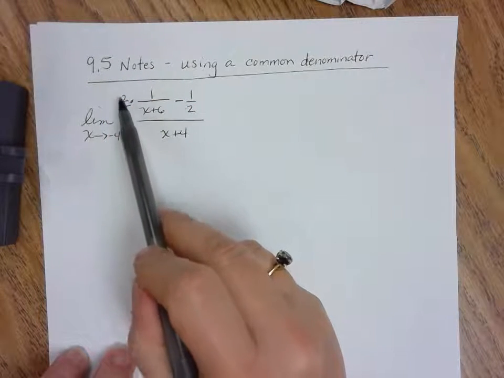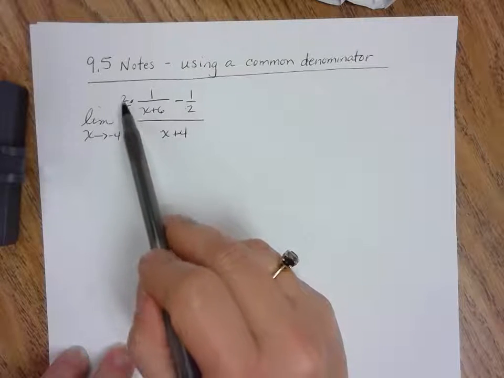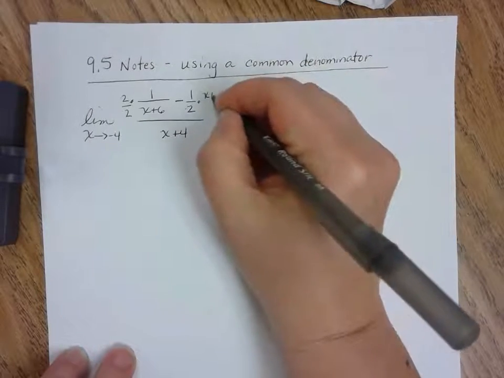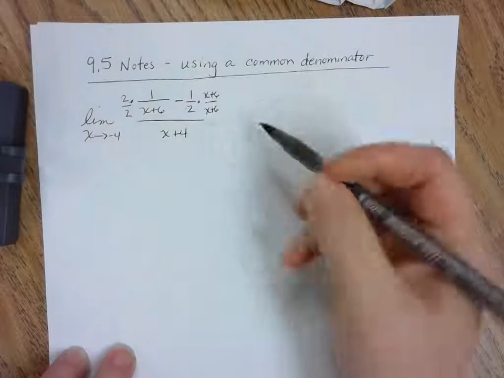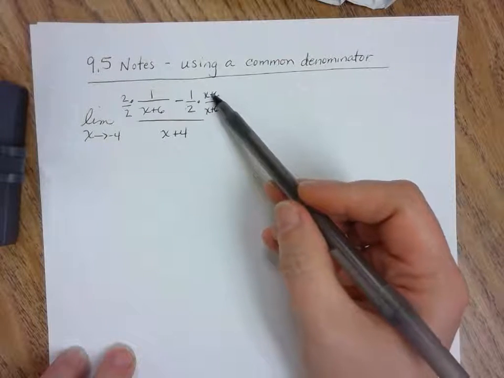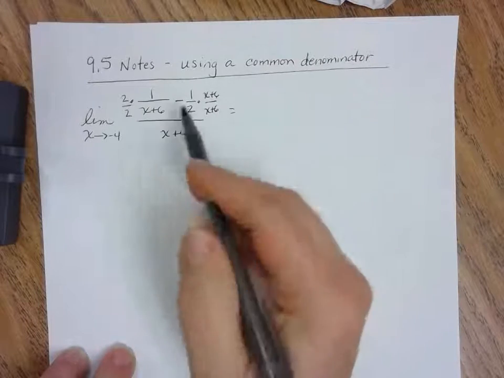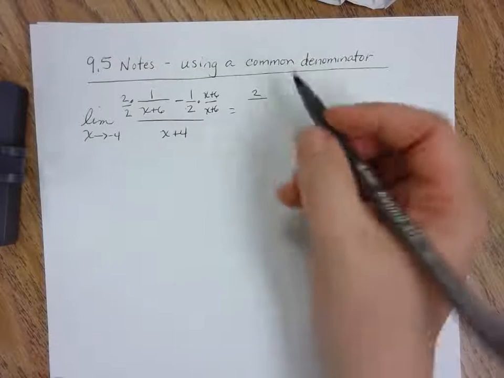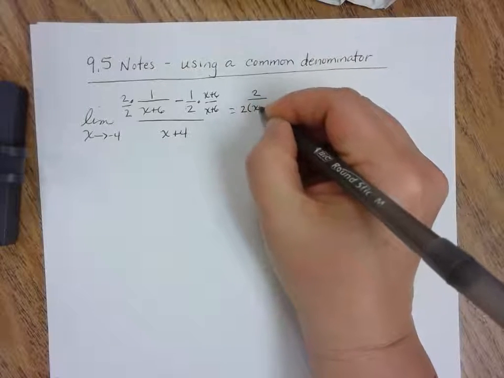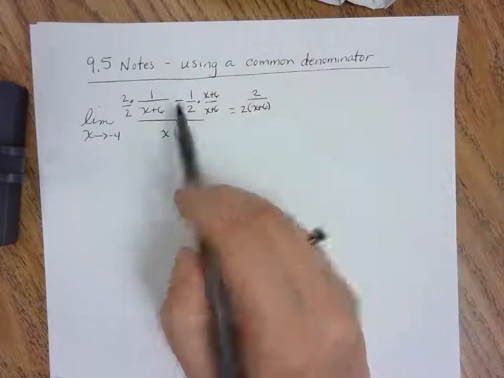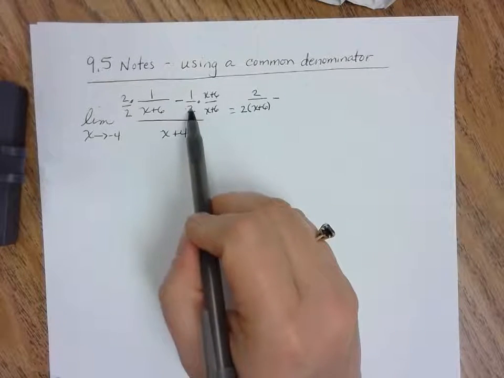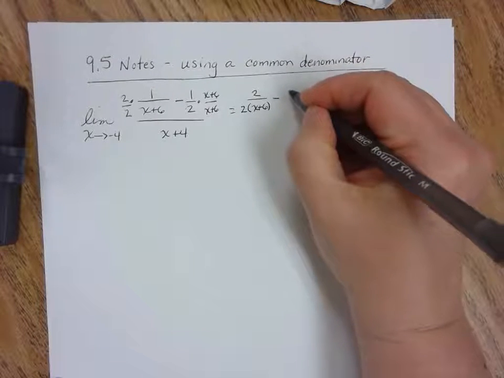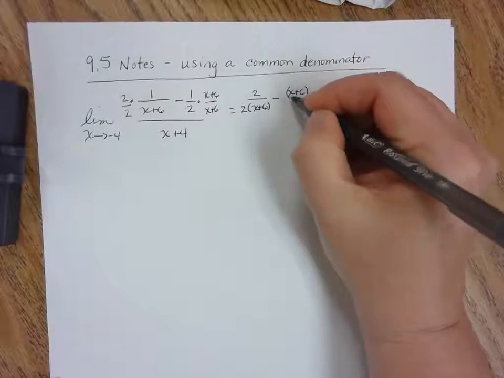That way I'm multiplying it times 1. I'm not changing its value because I'm multiplying it times 1. This second fraction I'm going to multiply by x plus 6 over x plus 6. That's a multiplication factor of 1. When I do that, the first fraction becomes 2 over, I'm not even going to bother to distribute it, I'm just going to put 2 and in parentheses x plus 6. I've got a minus in between. Now I'm going to multiply the 1/2 times this x plus 6 over x plus 6. That gives me an x plus 6 in the numerator in parentheses.